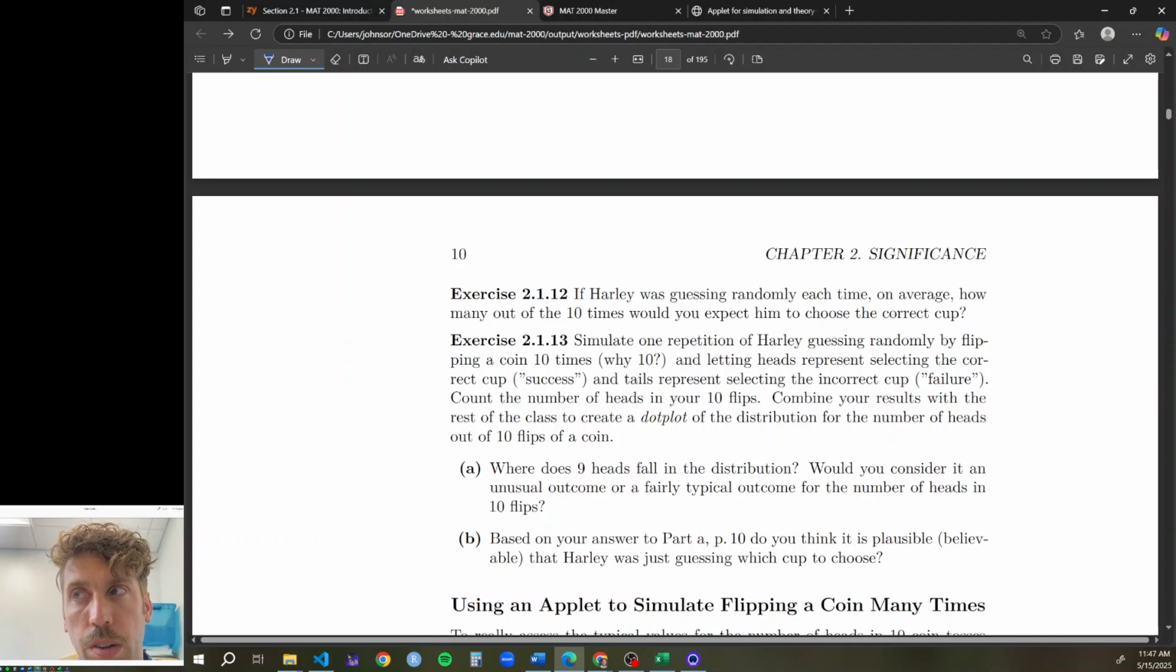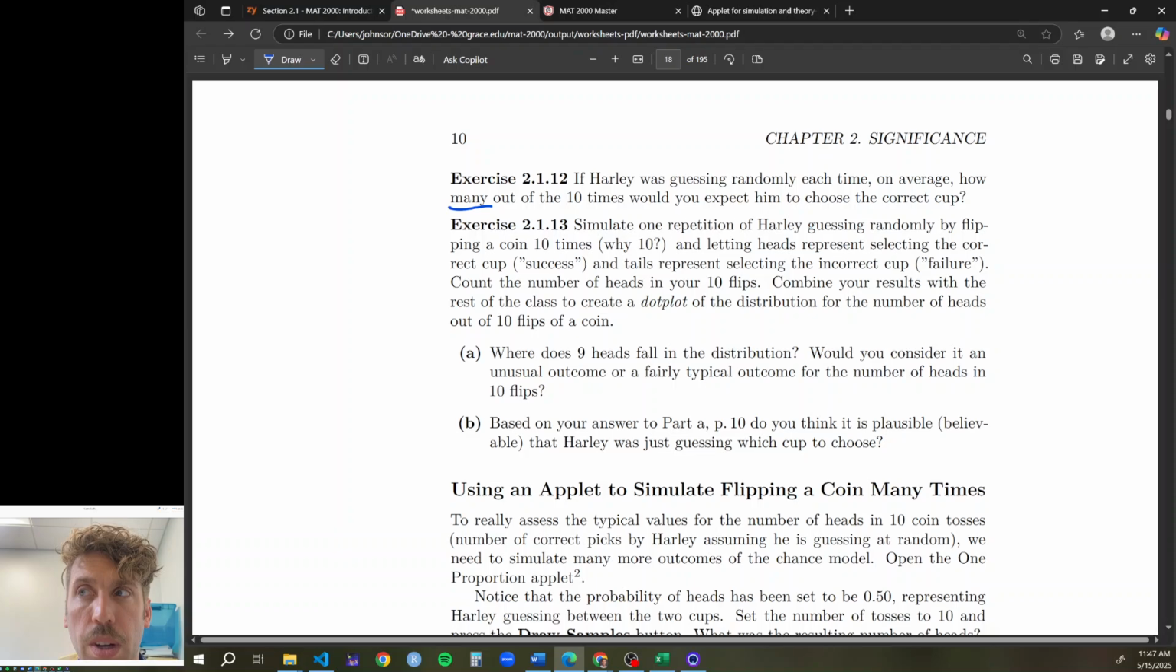Now, always be careful with words here. "How many" is a key phrase there, so this is not a question about a proportion or a percentage. This is a question of how many out of 10. Okay, so here is where our worksheet matches up with our activity we did.